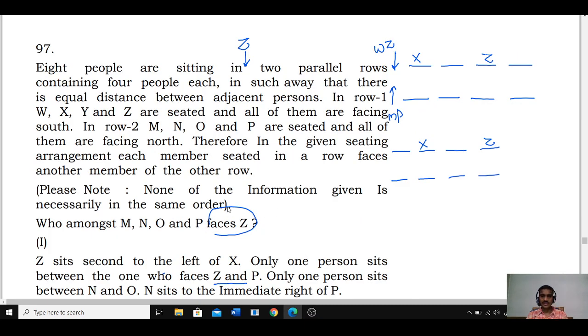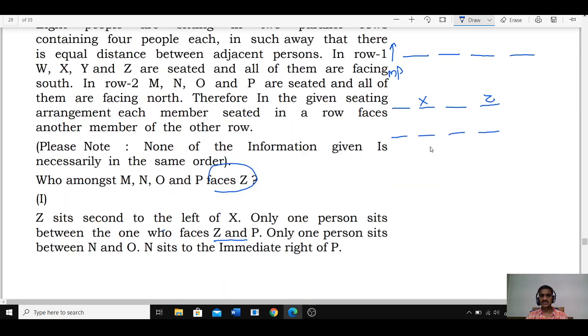Z sits second to the left of X. They are facing towards south and each other, so wherever X is, Z is there. And one person between Z and P, and X and P must be in the same place. And only one person sits between N and O. N sits to the immediate right of P. And here the condition itself is invalid, the first one.